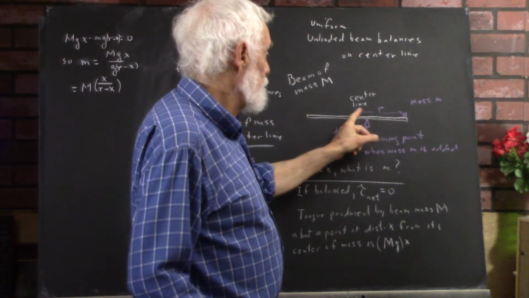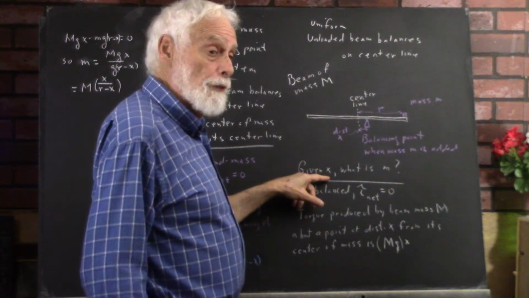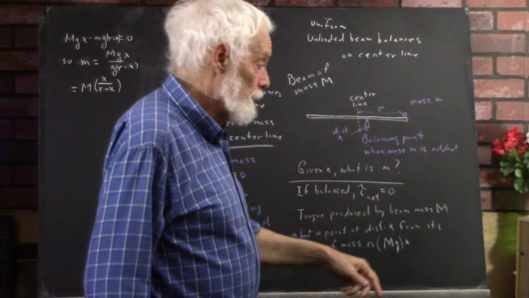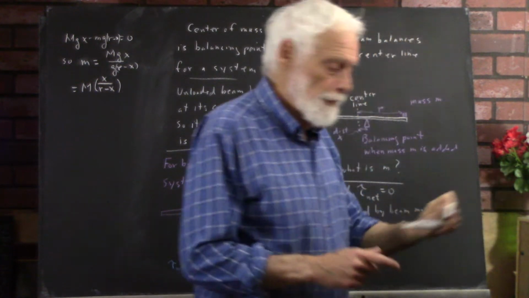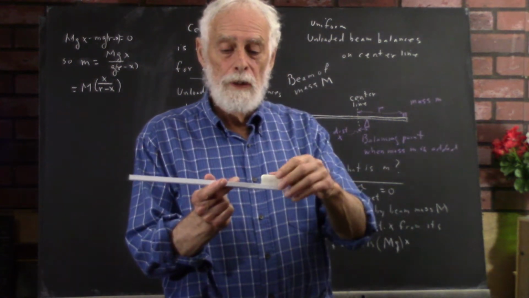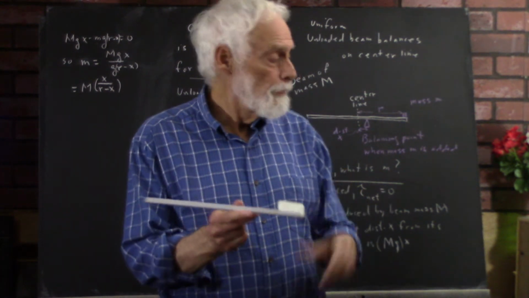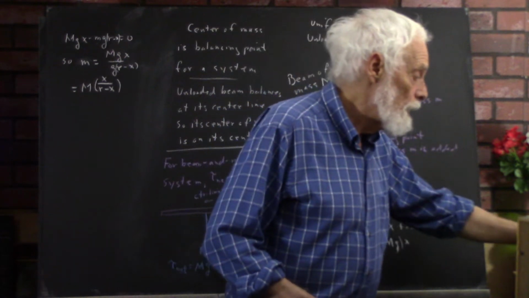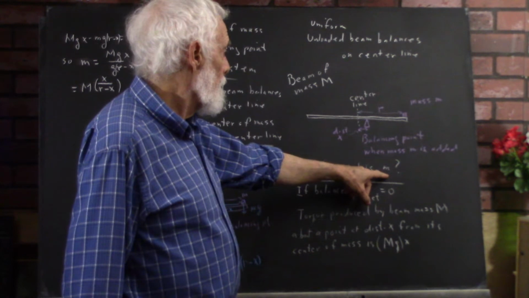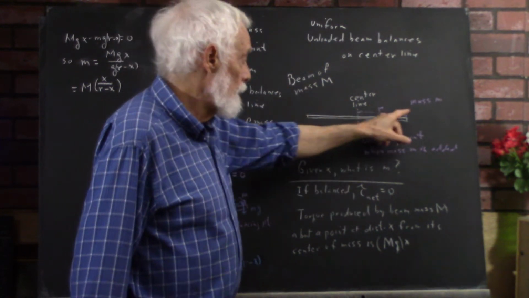The mass m is a distance r from the center line. Given the value of x, can we find the mass? In other words, if we have a beam that's balanced, and we put a weight on one end, the balance point moves. Can we find the mass m in terms of the mass big M of the beam, the distance x, and the distance r?